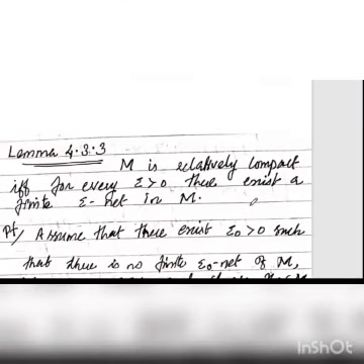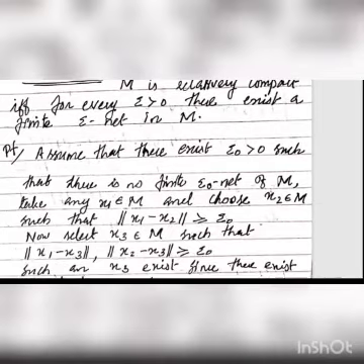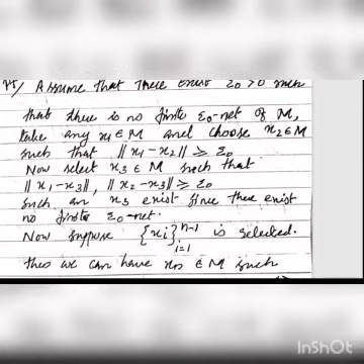Thank you. The same thing, that is Lemma 4.3.3. Let M be relatively compact if and only if for every epsilon greater than 0, there exists a finite epsilon net in M. And last class we have seen that one part of this we have proved. So assume that there exists an epsilon naught greater than 0 such that there is no finite epsilon net of M. Then take an x1 belonging to M and choose x2 belonging to M such that norm of x1 minus x2 is greater than or equal to epsilon naught.